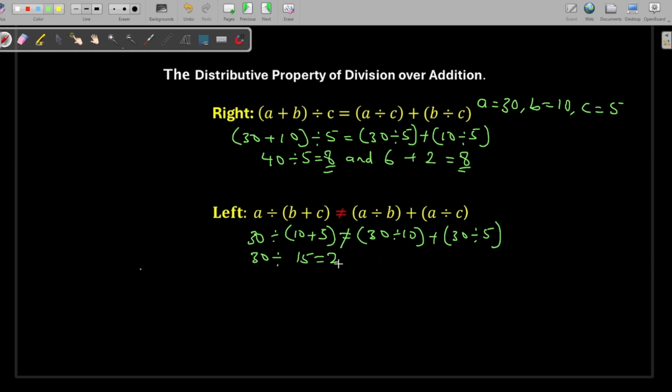give us 2, and let's see, 30 divided by 10 will give us 3, plus 30 divided by 5 will give us 6. 3 plus 6 will give us 9. So as you can see, 2 is not equal to 9. So division is not distributive over addition from the left hand side.